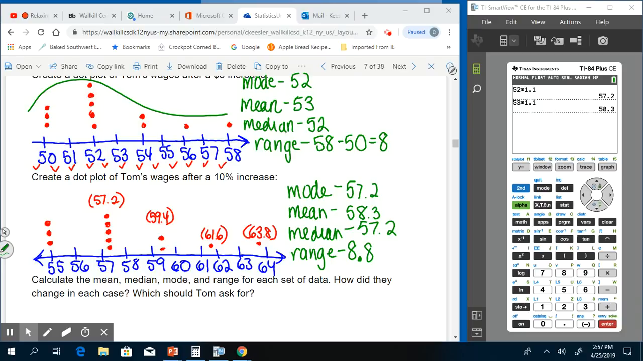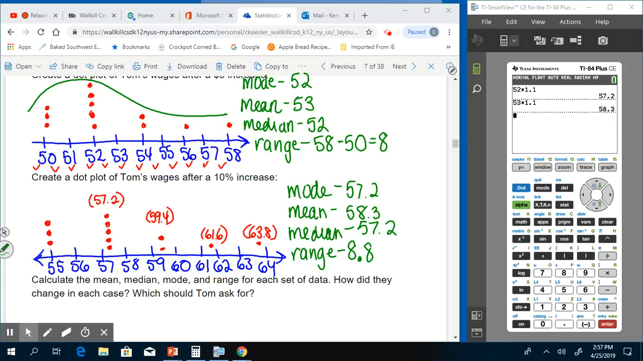All right, so which should Tom ask for? People could argue for both cases. In the first case, when you just add 5, we would have a mean of 58 and a median of 57. Where in the case where you do the 10%, you have a mean of 58.3 and a median of 57.2. Okay, so in my opinion, we would have a better shot if we asked for that 10% raise rather than a $5 raise, because we get a little bit more, 0.3 and 0.2 more.